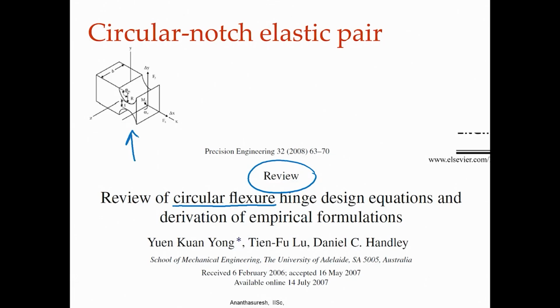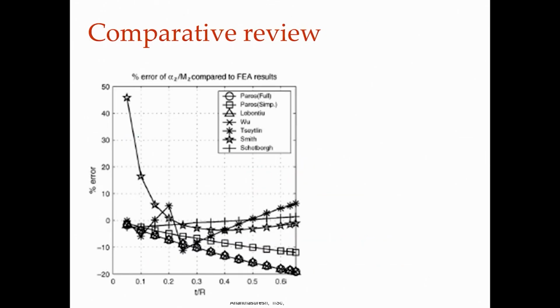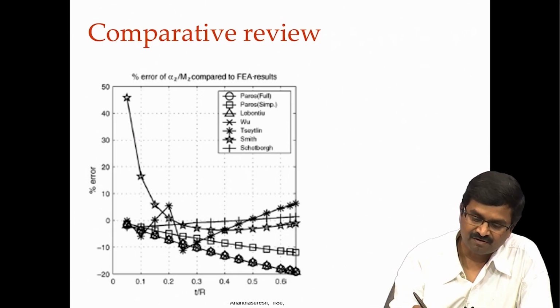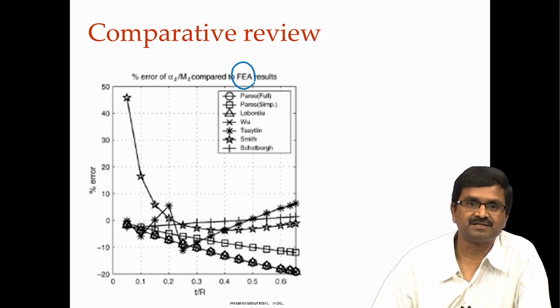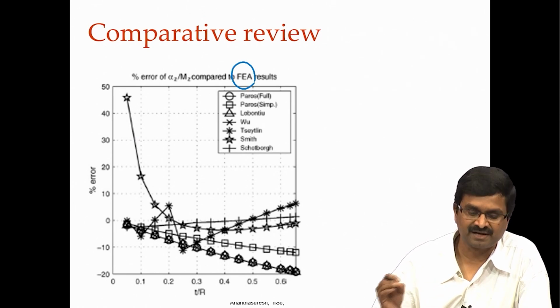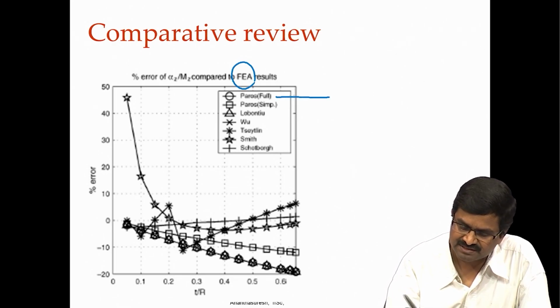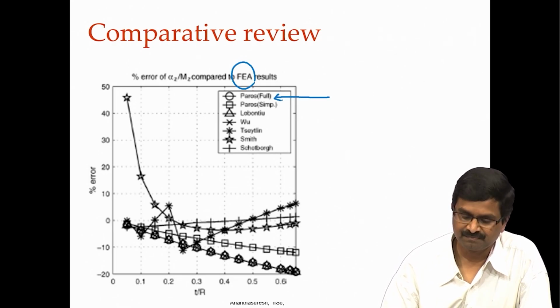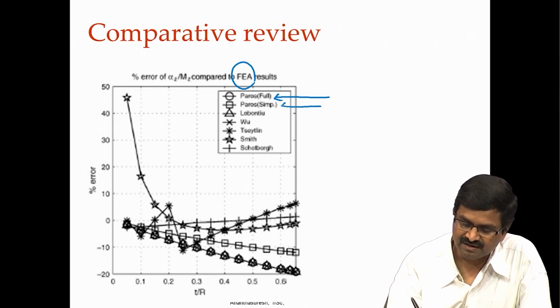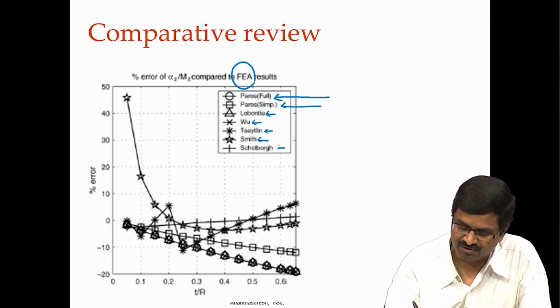It is a very nice review, and they have taken a lot of effort to compare all of these with finite element analysis results as well. FEA is finite element analysis. So, they are showing here several names. First one is Paros and Weisbord full, and the other is simplified, and then this Lebontio, and then Wu, and somebody called Tresselin and Smith. You will hear this name again in this lecture, and Schoolborough.